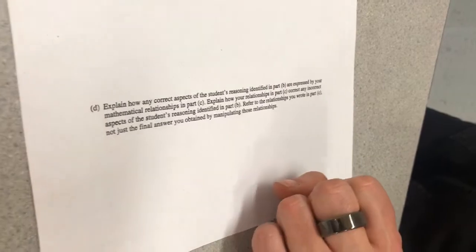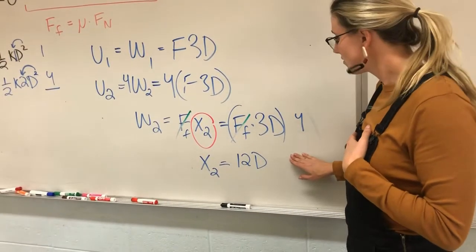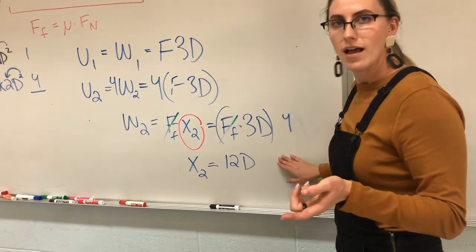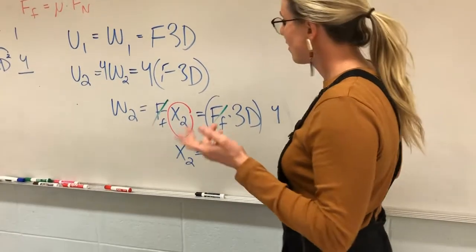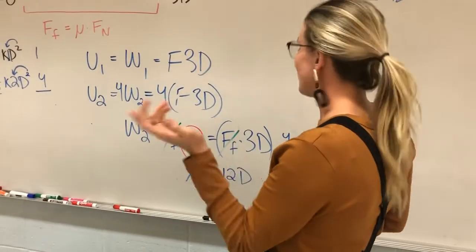All right, so after reading part D, there's a lot of letters and numbers in here. There are 2 parts to this question. What part did he have right? How do we prove the part he did right? How do we correct what he did wrong?